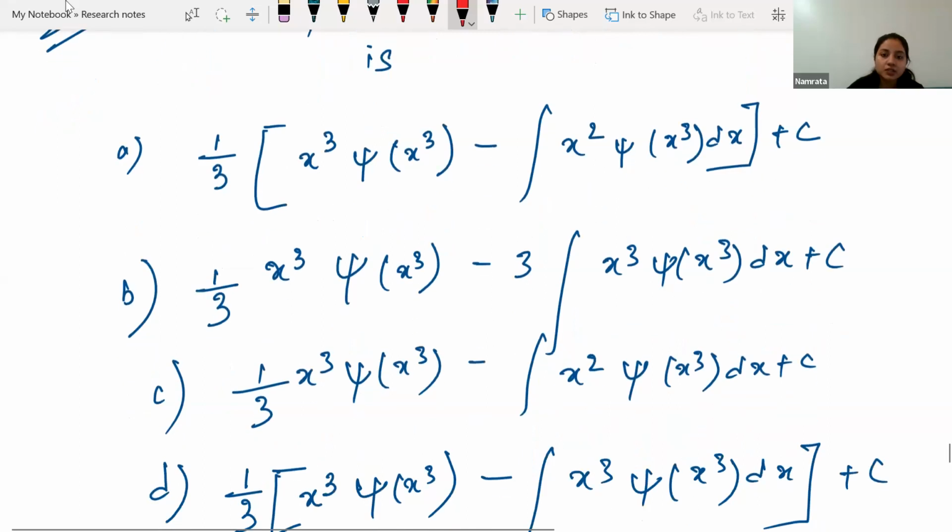Still it is not matching. Can you see the first term we are getting? For the first term we are getting x cube psi x cube. First term is okay. We have got that.